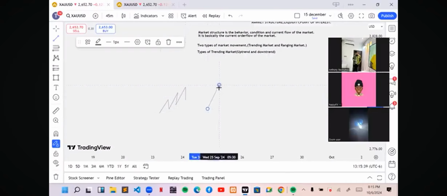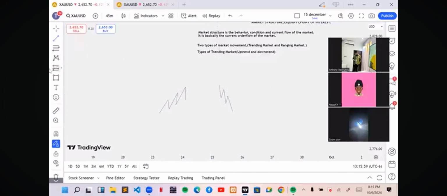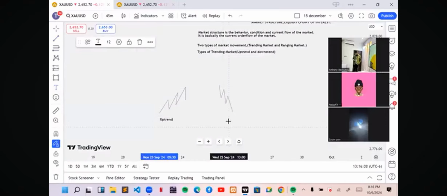Meanwhile, a downtrend is market making a series of lower highs and then lower lows, lower highs, lower lows. This is what it means for market to be on a downtrend. So this is an uptrend right here, and it's a downtrend. An uptrend is when market is making a series of higher highs and then higher lows. A downtrend is when market is making a series of lower highs and then lower lows.